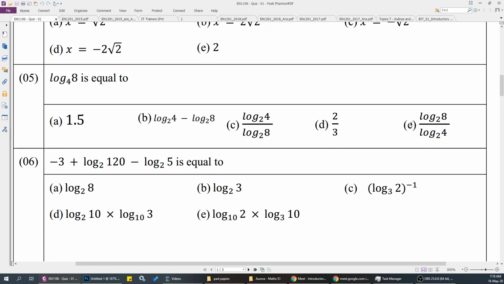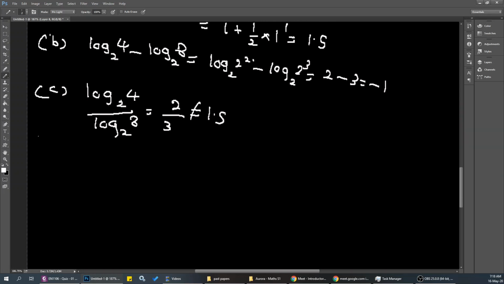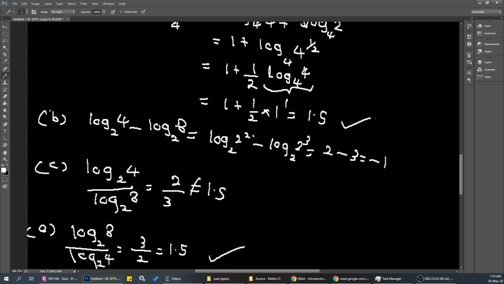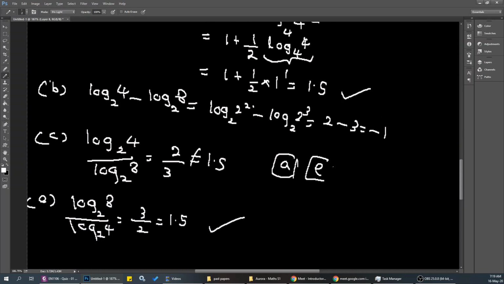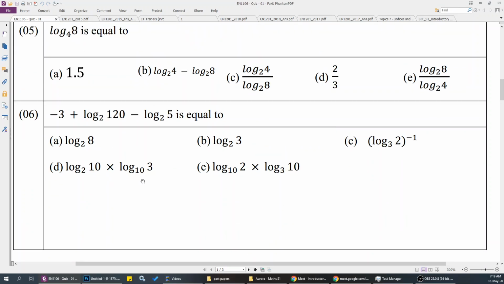Still no. Then we have answer E, log of 8 to the base 2 over log of 4 to the base 2. We have 3 over 2 here. If you have any questions regarding how I got this 3 over 2, please let me know in the chat. The answer is 1.5. Now we have 1.5 as the answer, so E is an answer. Also A is an answer. Then our answers are A and E. Okay, I'm going to go to the sixth question now.